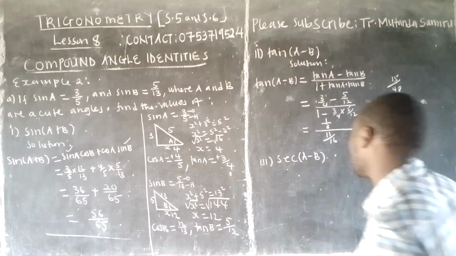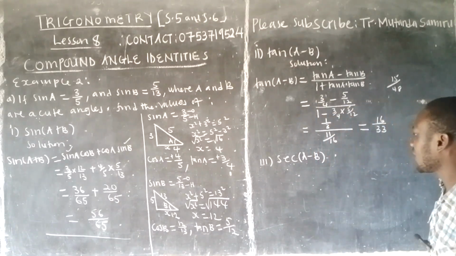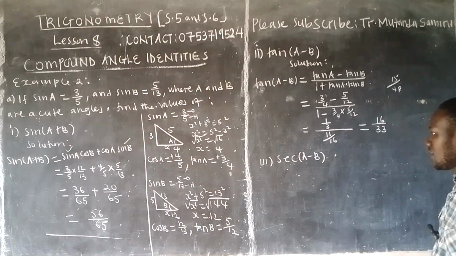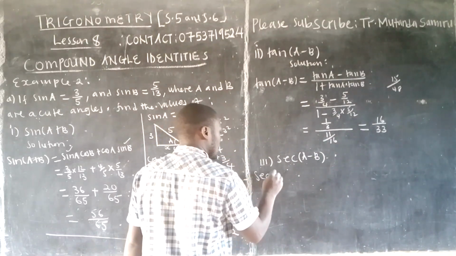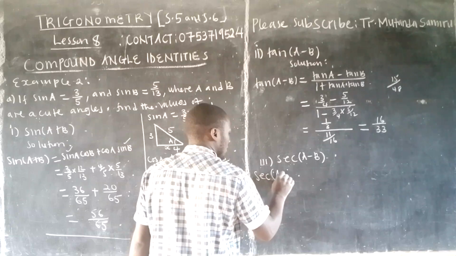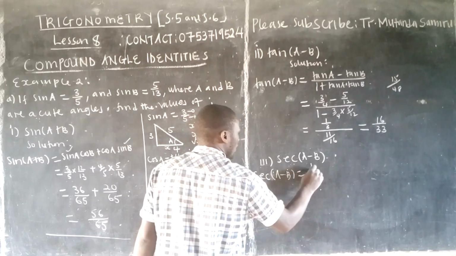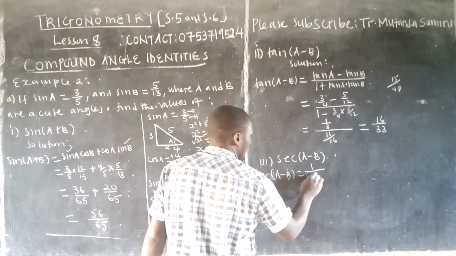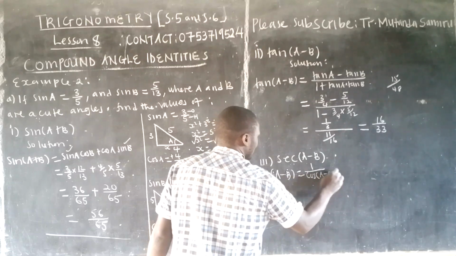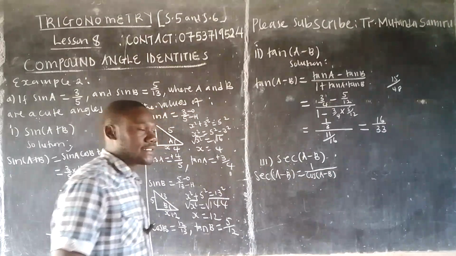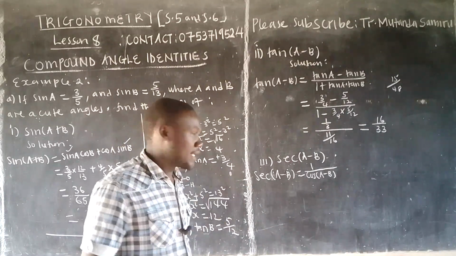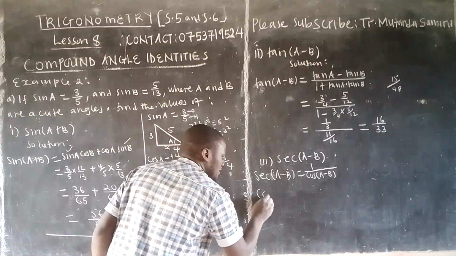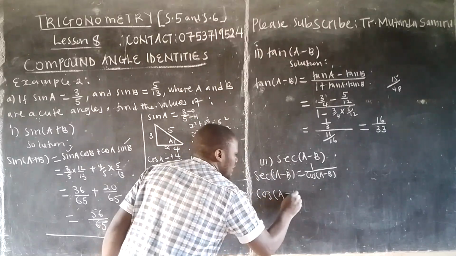Now, let's go to this. We have sec(A minus B). That's what they want us to get. Now, you all know that sec(A minus B) is the same as 1 over, of course, reciprocal, 1 over cos(A minus B). Now, what you will do, you just go and find the cos of A minus B, then we'll take it back for the sec.